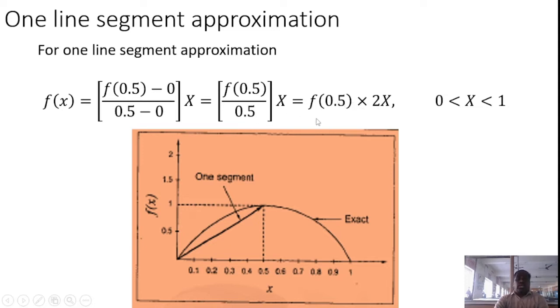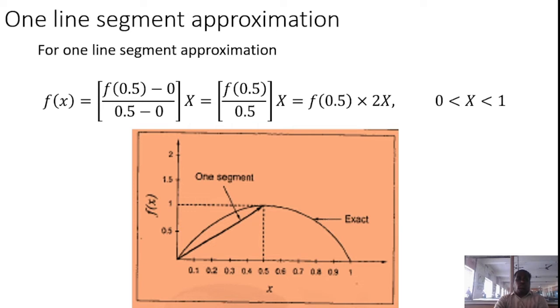So this one line segment starts from 0 and ends at 0.5; I won't go from 0.5 to 1. So I can't get the exact solution with this one line segment approximation.